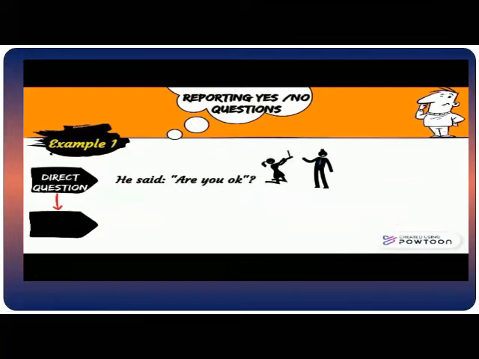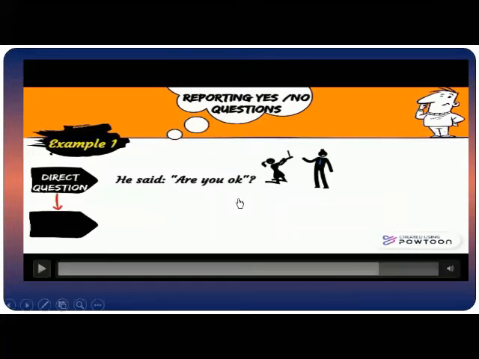"He said" will be "he asked." I will cross the inverted commas and join using if or whether. So, he asked if, "Are you okay?" I will begin using "you," which will be "I." So, he asked if I. "Are" in the present simple will be "was" in the past simple. So, if I was okay.